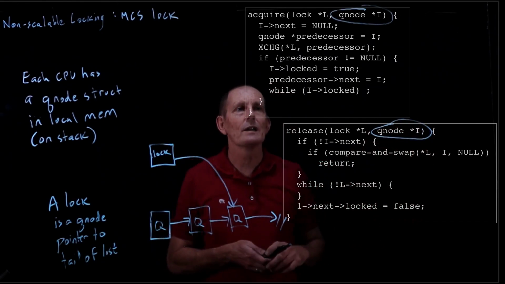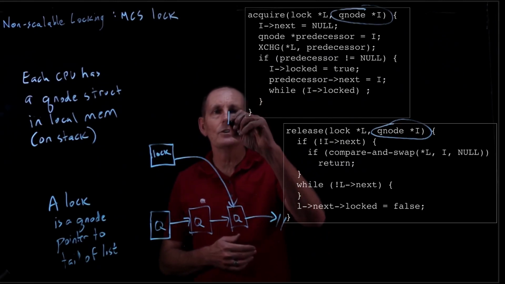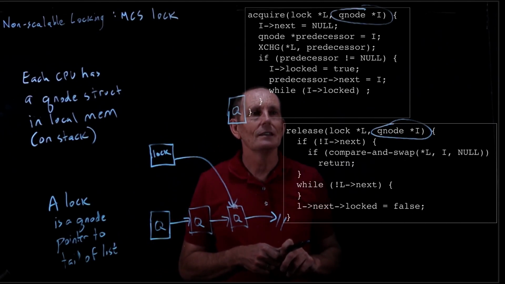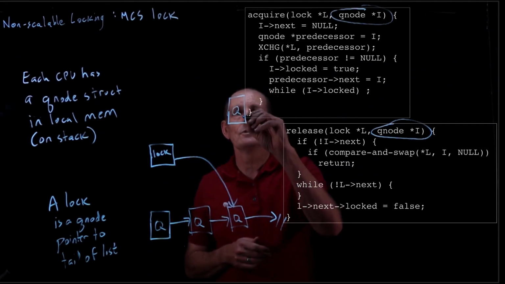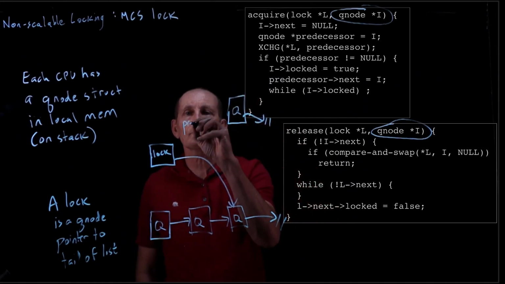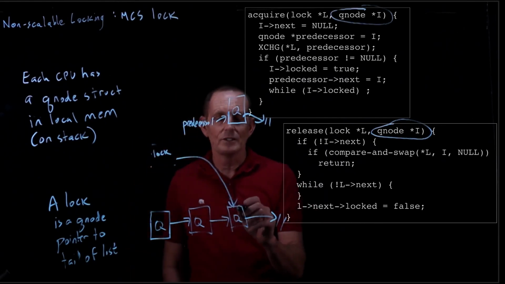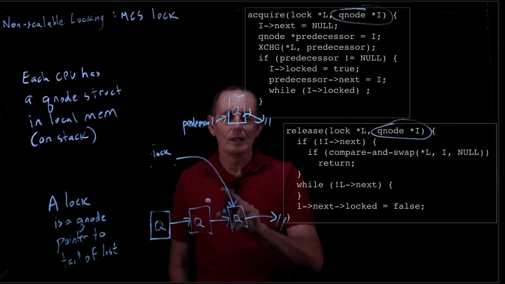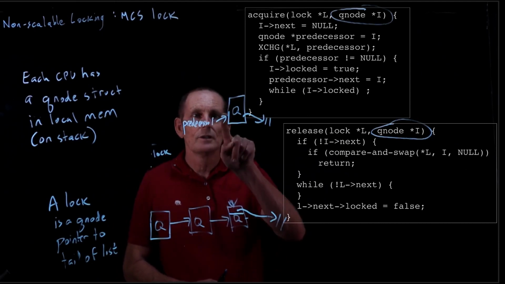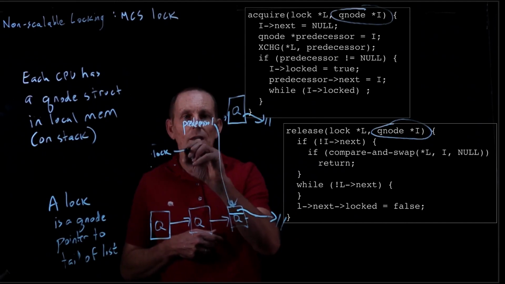Okay, so what happens? Here's a lock. Let's say we want to go ahead and acquire. So what are we going to do? We're going to pass in the lock, and we're going to pass in a new QNode. And what's going to happen? We're going to set the QNode's next to null. All right, so predecessor points to the new Q, and lock points to the last Q. So we're going to atomically swap these two pointers. So after the atomic operation, predecessor now points here, and lock points here.